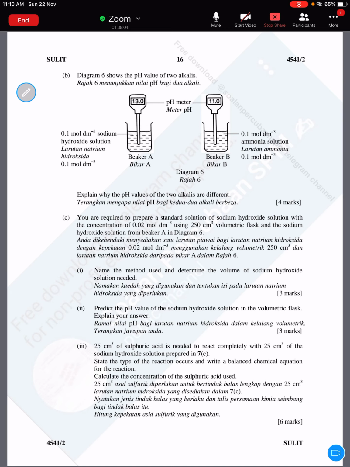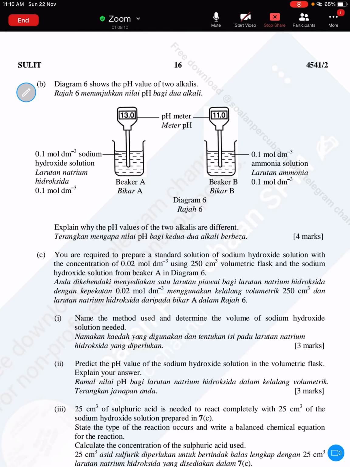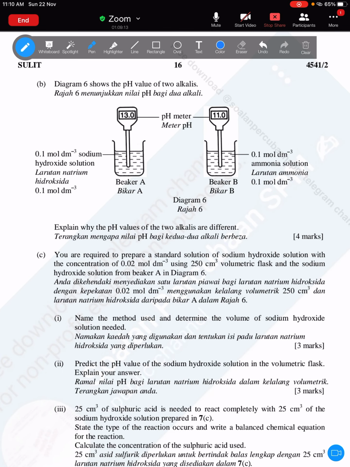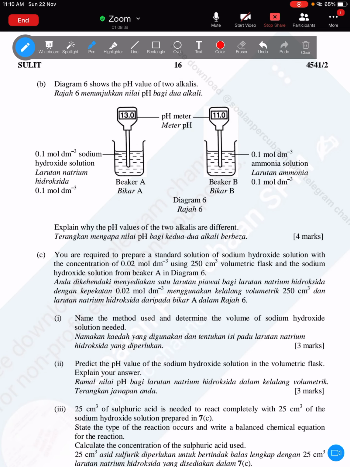Okay. Look at B. Another 4 marks. Wait, I zoom a bit. Okay. Try to answer this. As you can see over here, let's try to understand from the information. Diagram 6 shows the pH value of two alkalines. Okay, good.